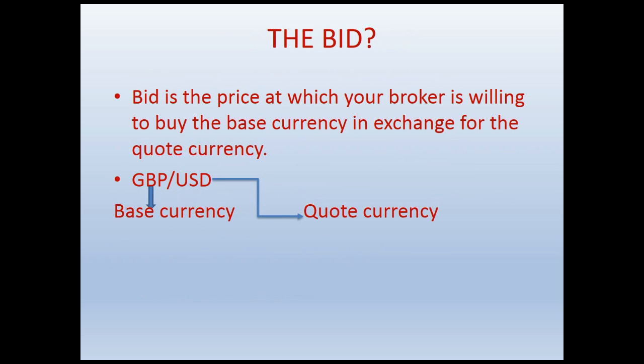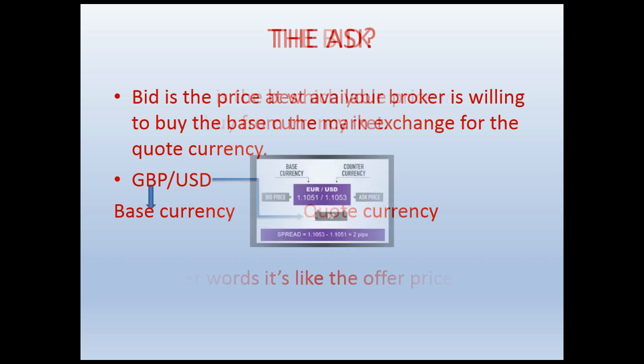The bid is the price at which your broker is willing to buy the base currency in exchange for the quote currency. For example, GBP USD. GBP is the base currency, USD is the quote currency. When you are new, you are trying to memorize this. The first currency is the base currency. The second currency is the quote currency. Try to memorize it like that.